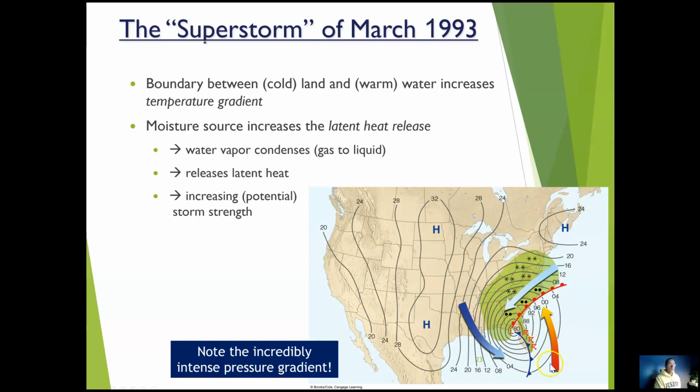And so this moisture source here, this area of warm waters of the Gulf, this area of the Atlantic with the Gulf Stream, effectively was going to increase the amount of latent heat being released. We had our temperature gradient, we had a latent heat release, and the general process with that is your water vapor condenses, releases that latent heat, and that's the fuel to increase your storm strength.